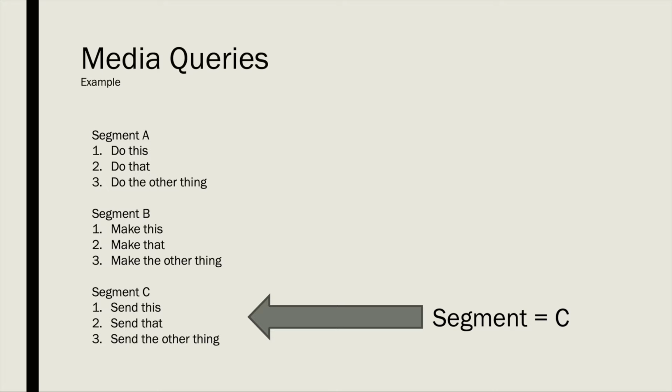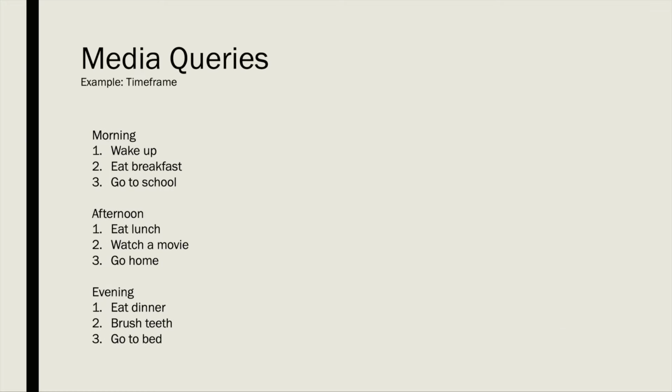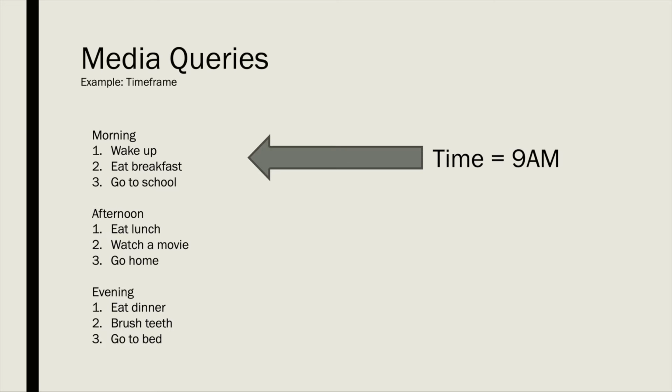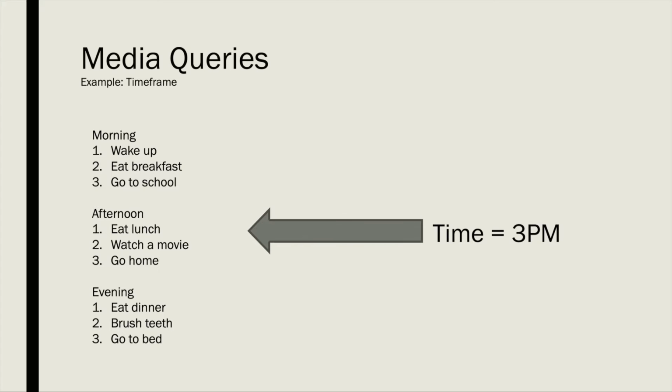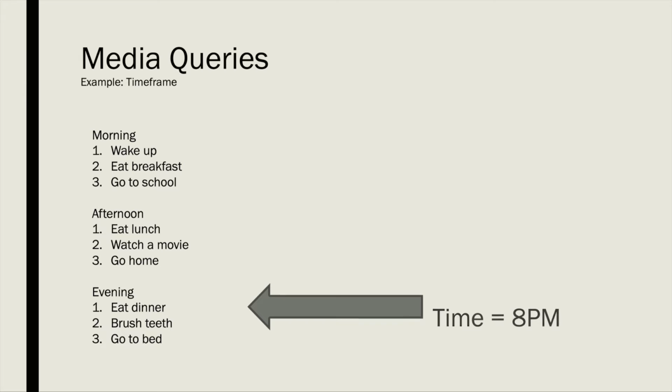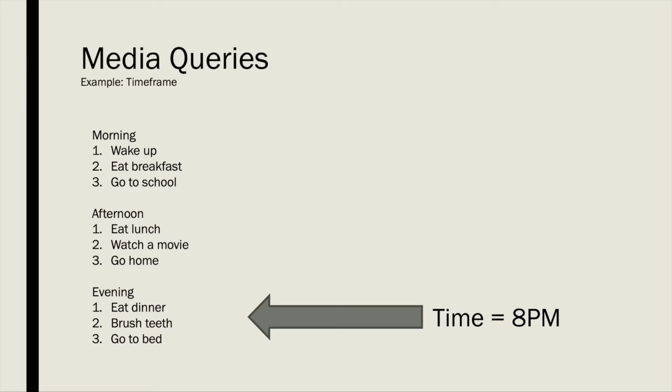Let's put this in a more real-world perspective. What if instead of just A, B, and C, you have a different time frame of activities you are going to do based on the time of day? In the morning, such as 9 a.m., you wake up, eat breakfast, and go to school. If the time is 3 p.m., you eat lunch, watch a movie, and go home. If the time is 8 p.m., then you eat dinner, brush your teeth, and go to bed. So you have a set of rules outlined for your day-to-day activities, and based on the time, you determine what activities need to be done.